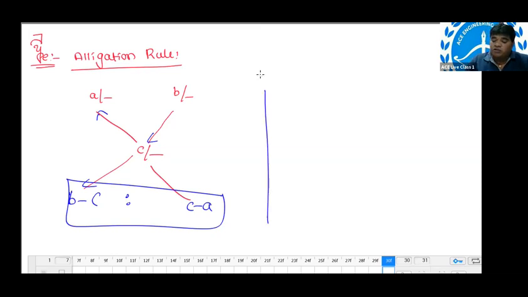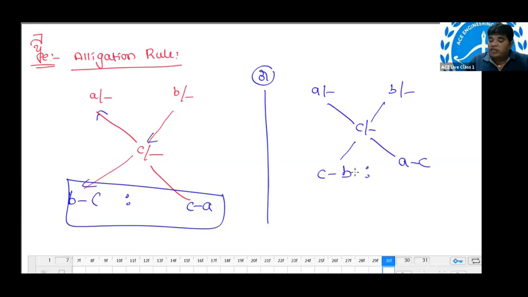Some people doubt: suppose I do A minus C first and C minus B second. Not a problem. One is direct, the second one is ulta. Then it is satisfied.